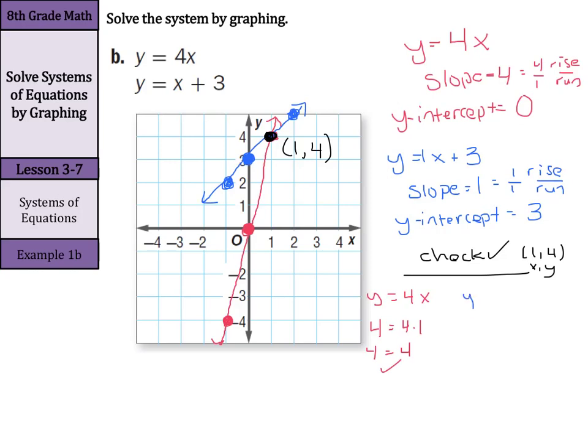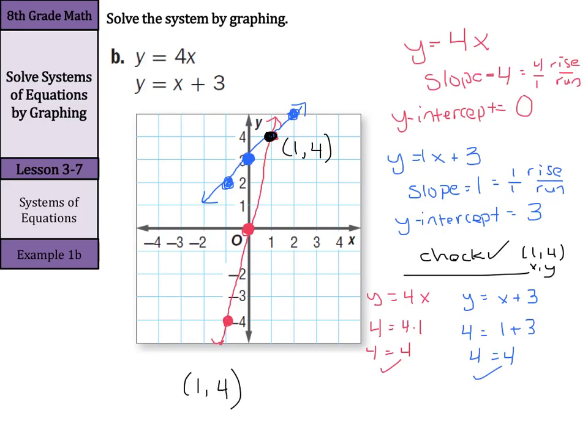And in our blue line, y equals x plus 3, substitute in the 4 for y and the 1 for x, and hey, 4 equals 4 again. So our answer is where the two lines intersect, which is at (1, 4).